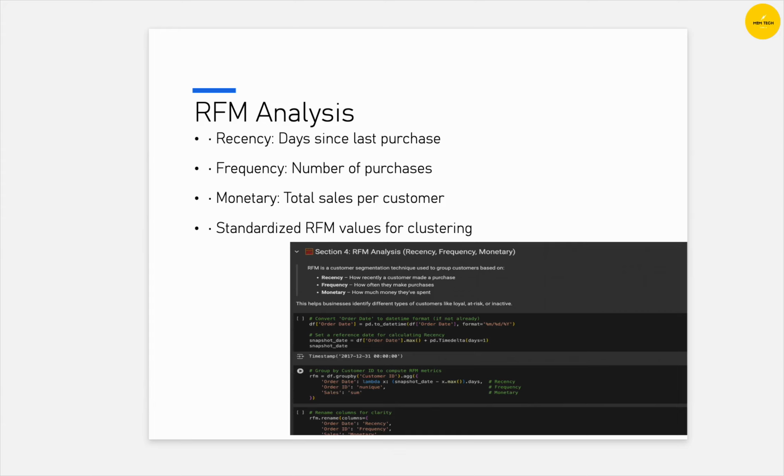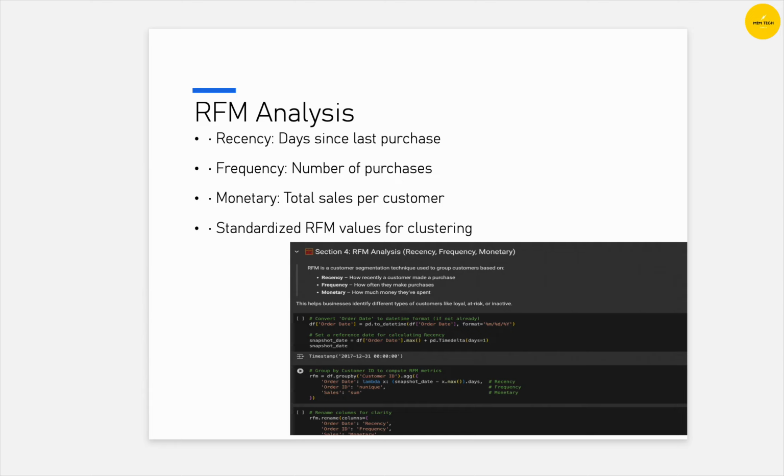RFM analysis is an analysis where we calculate the recency, frequency, and monetary values of each customer, which will help us in clustering the customers. Recency means how long it has been since a customer made a last purchase, frequency counts how many purchases they have made, and monetary tracks how much money they have spent. Each of these metrics tells us something different about the customer's engagement and value.